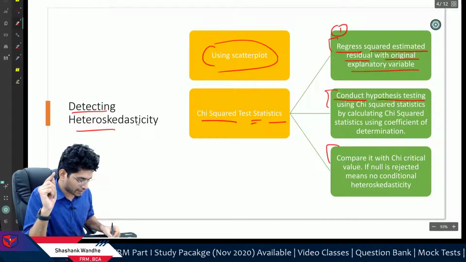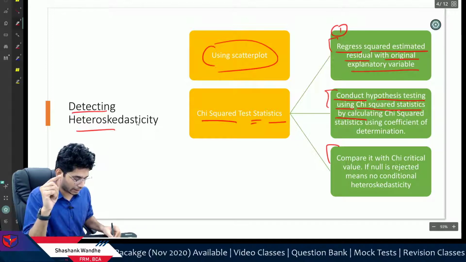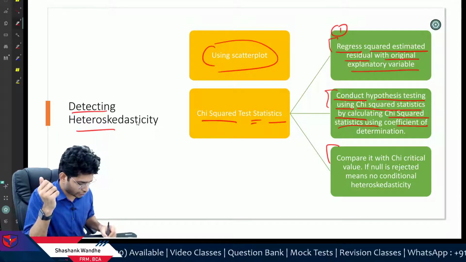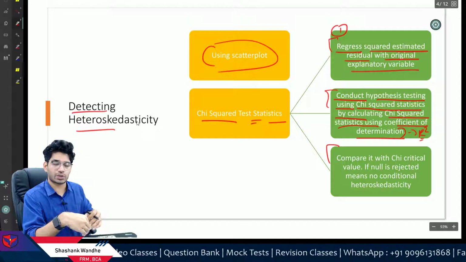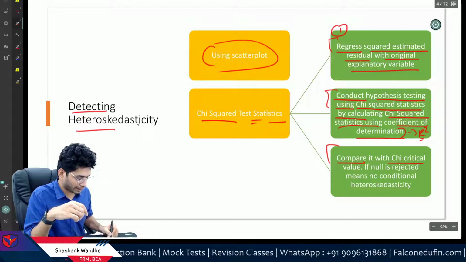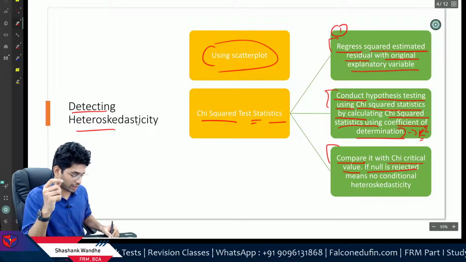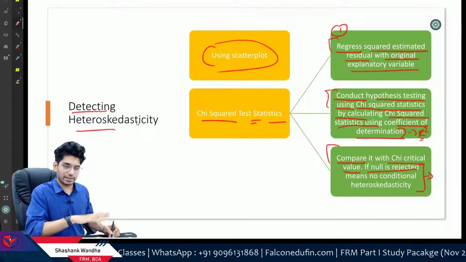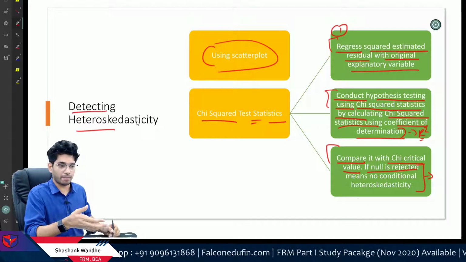Then conduct the hypothesis testing using the chi-squared statistic, calculated using the coefficient of determination. So you will get the R square. You have to use the R square for the chi-squared statistic. There is a formula given there, and then you have to compare it with the critical value. And if the null is rejected, this is the important line you are supposed to remember. Ultimately, if you read the book, you will get only this much idea, but here I am giving you the lines which you are supposed to remember for exam purposes.